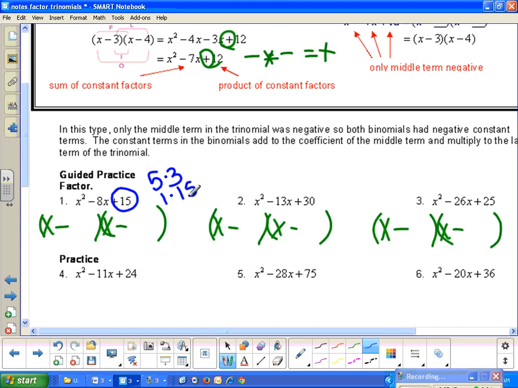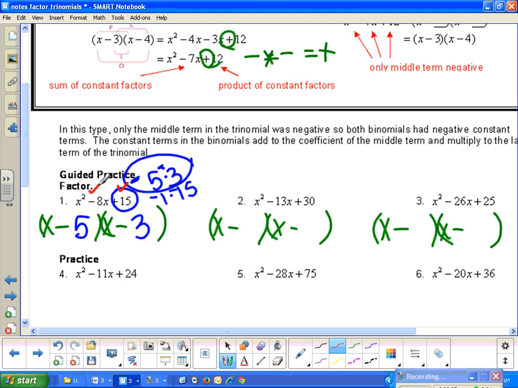15, we have 5 and 3, 1 and 15. We're trying to get negative 8. Since they both have to be negative, you don't have to worry about switching signs. We want 5 and 3. You should always check. Negative 5 times negative 3 is positive 15. Negative 5 plus negative 3 is negative 8.